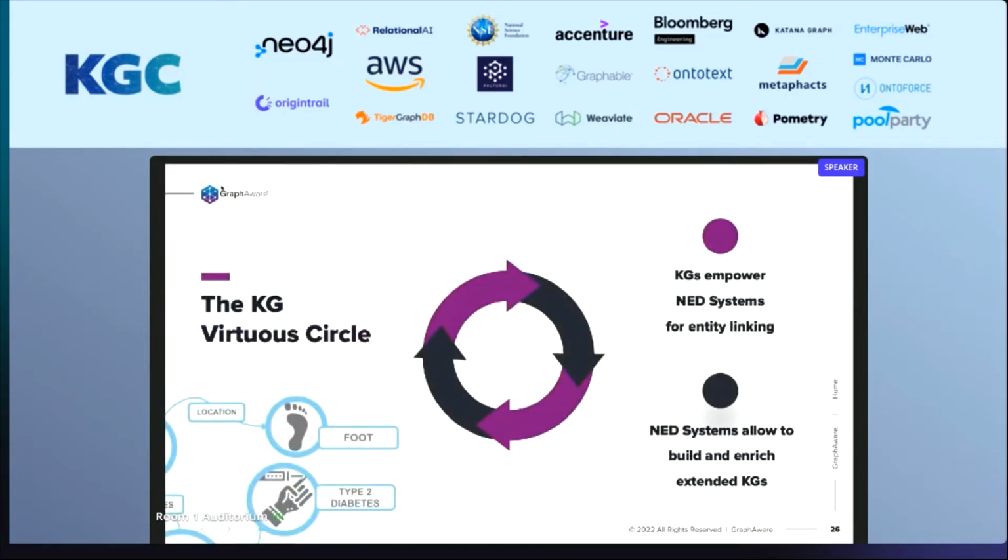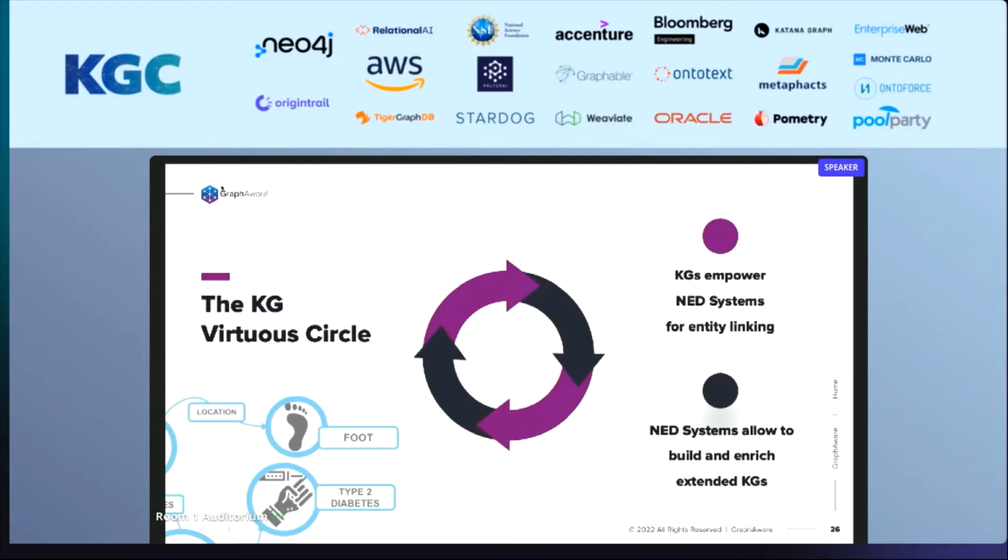From another point of view, we can state that the knowledge graph enables a virtuous circle around the named entity disambiguation system. Because on the one side, as we have seen, the knowledge graphs can empower named entity disambiguation systems for the entity linking step. But on the other side, named entity disambiguation systems can be employed in order to create new versions of a knowledge graph and extended versions of a knowledge graph.